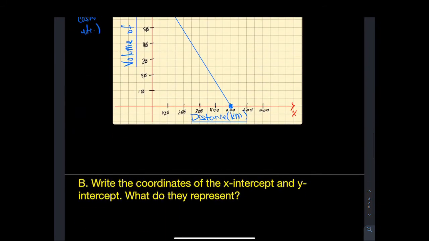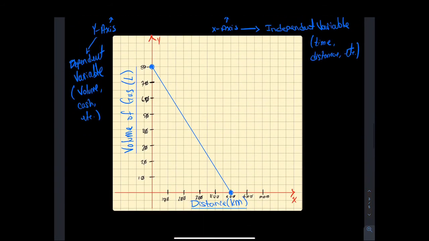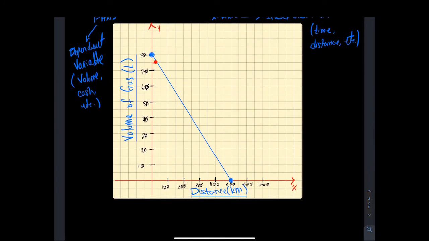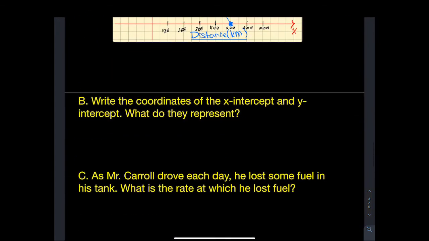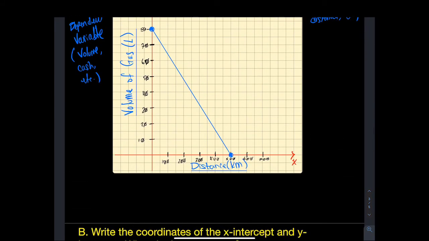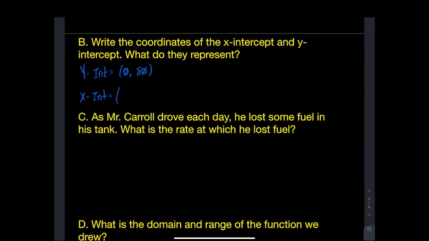Okay, well, let's start with the y-intercept, just because I want to. When does the y-intercept occur? When x is 0, so (0, 80). Y-intercept equals (0, 80). Let's do the x before we explain these. X-intercept. What's the x going to be? Well, the x-intercept is when y is equal to 0. So (500, 0). Remember, our x term comes first in our ordered pairs.